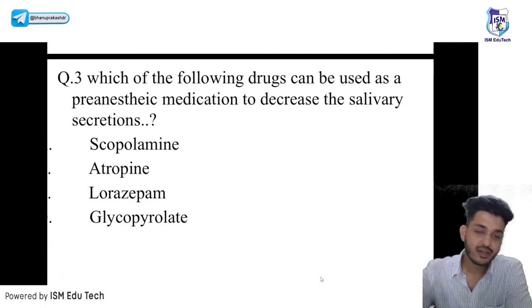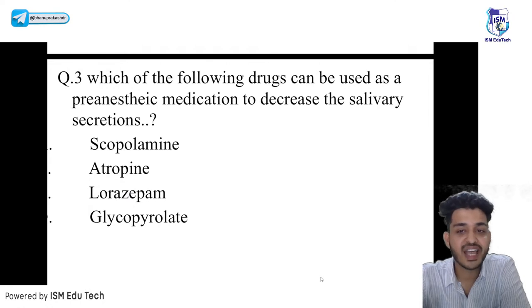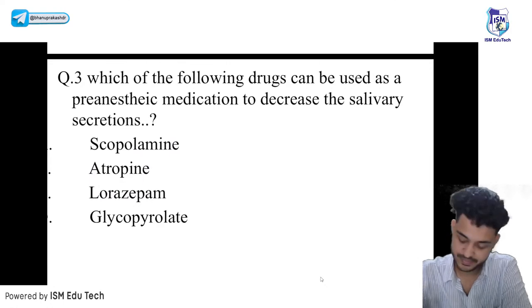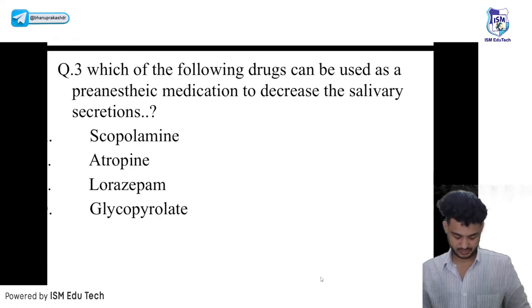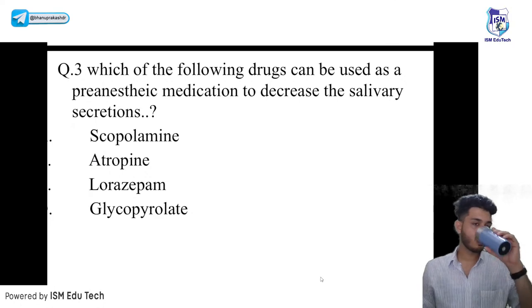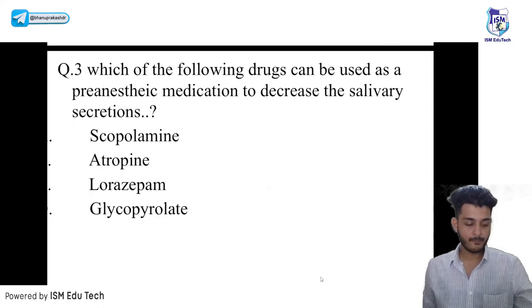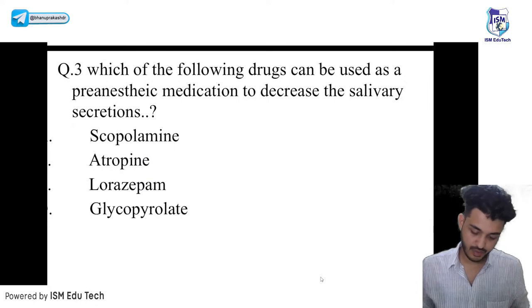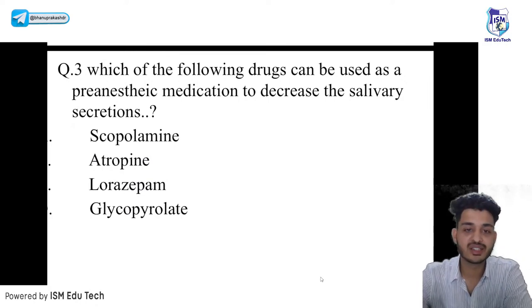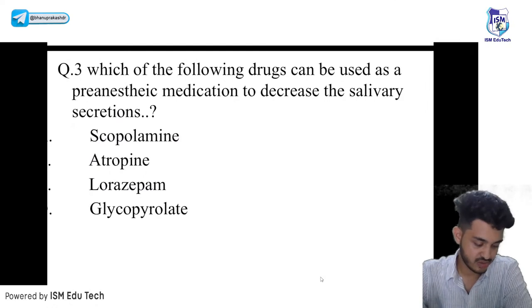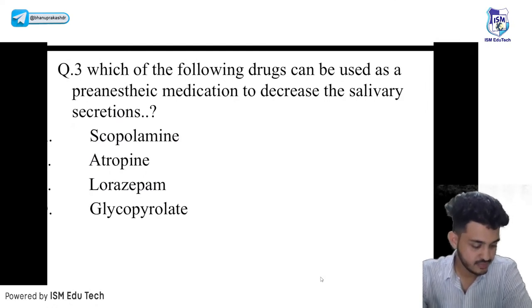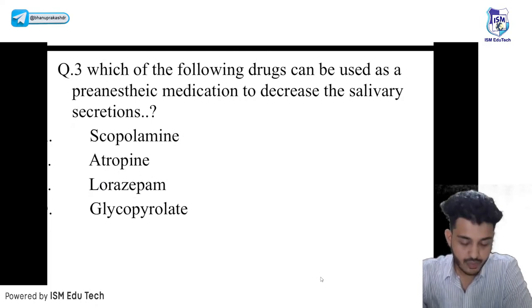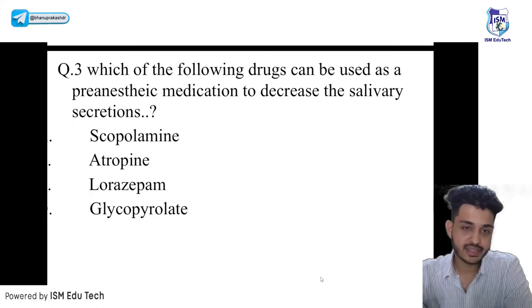Okay. Tell me this question. Which of the following drugs can be used as a pre-anesthetic medication to decrease the salivary secretion? Tell me. Which drugs can we use to decrease the salivary secretions? Scopolamine, atropine, lorazepam, glycopyrrolate.